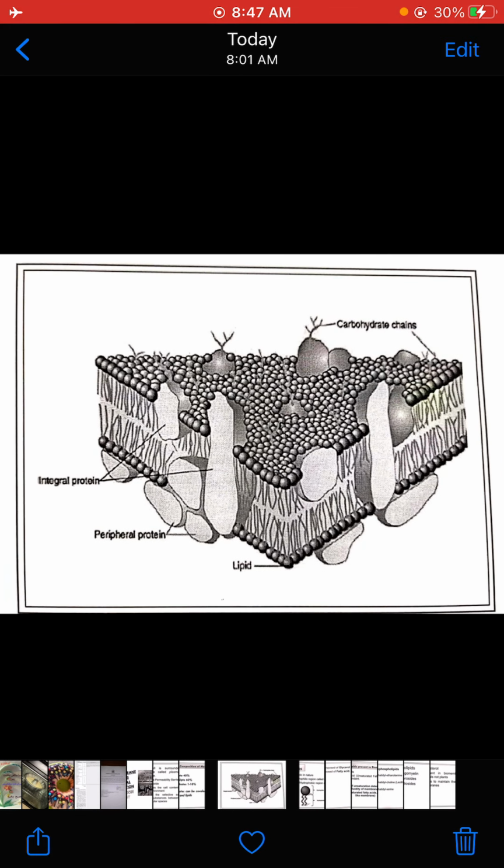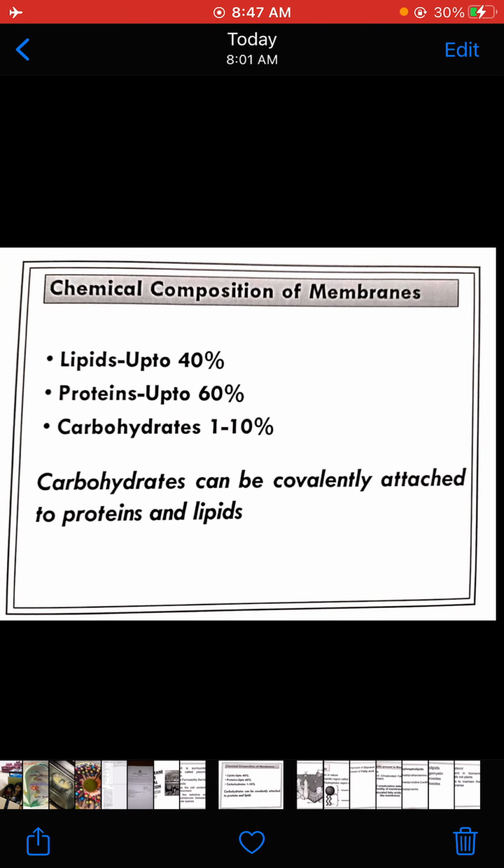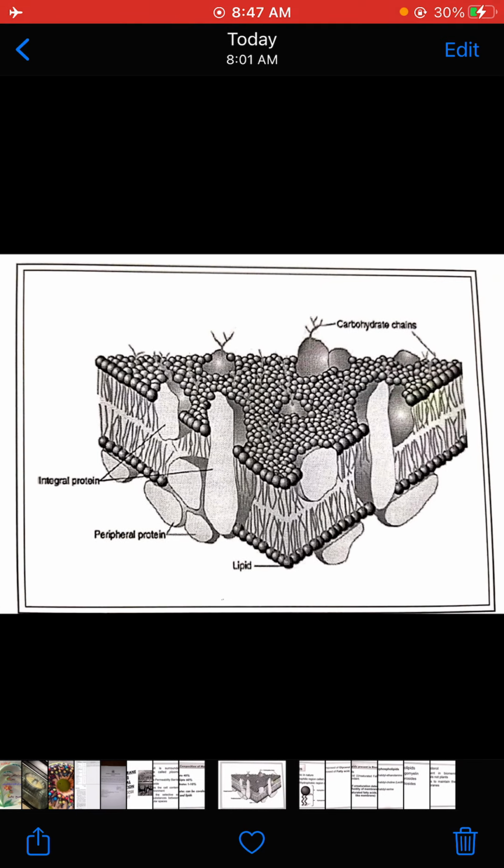This is the basic structure of the membrane. Here you can see the different carbohydrate chains, the proteins, the lipids. Lipid is the outer covering. You already know that lipids have a polar head, which is hydrophilic in nature, and non-polar tails, which are hydrophobic in nature. So lipid molecules have a polar or ionic head, therefore they are hydrophilic, and the other end, which is non-polar, is hydrophobic. So they are amphipathic in nature.